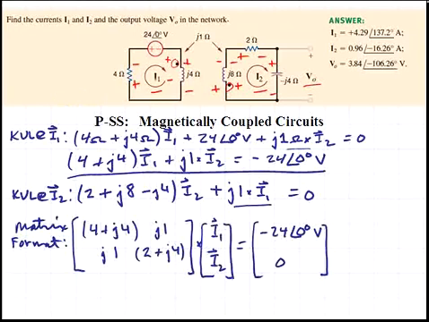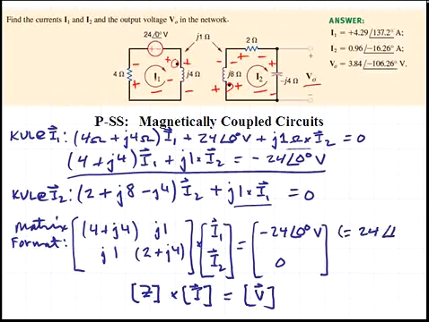So this matrix equation is equivalent to an impedance matrix times a current matrix is equal to the voltage matrix. Note that this minus 24 at an angle of 0 degrees volts is equivalent to 24 at an angle of 180 degrees volts. We'll solve for the two currents I1 and I2 using Cramer's method.